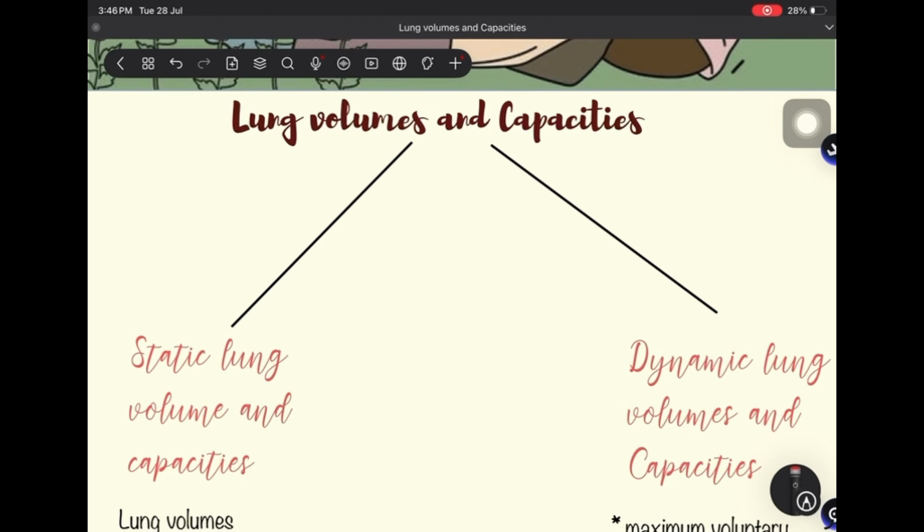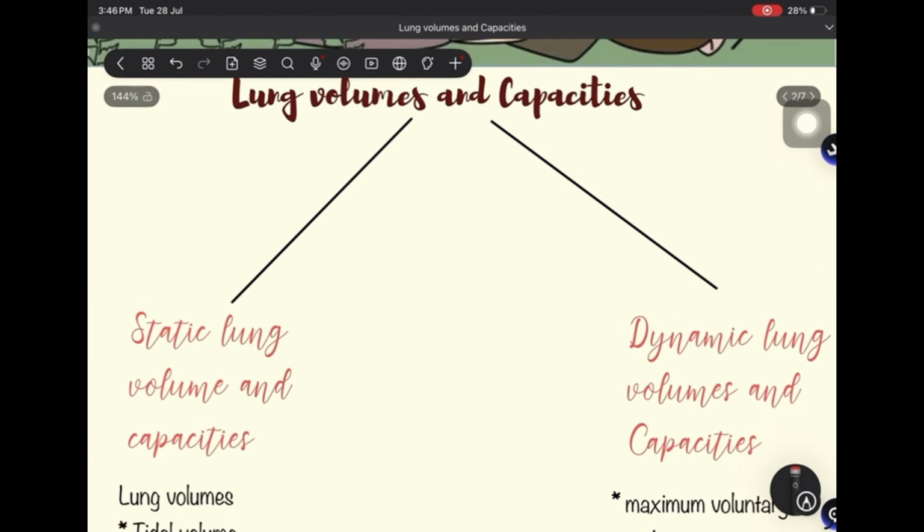Which means lung volume is the volume of air present in a single phase of the respiratory cycle, an individual component. It cannot be further divided. But lung capacity is the sum of two or more lung volumes, which means it represents the lung's ability to hold air under different conditions. Now let us see what are the lung volumes and what are the capacities.